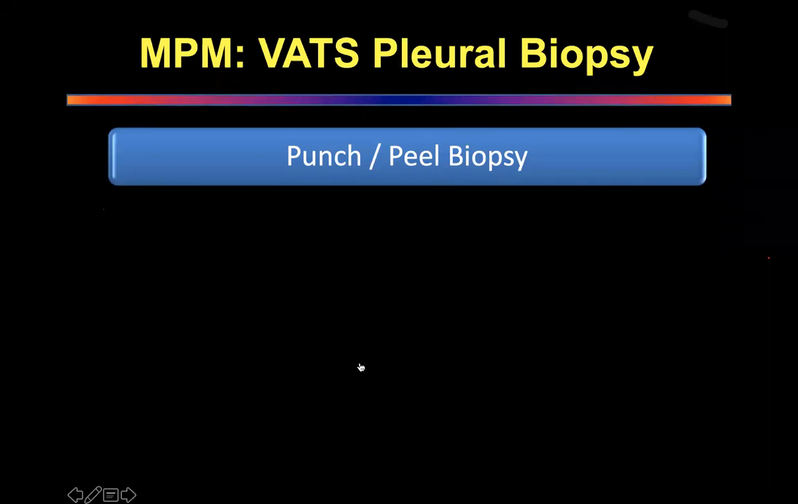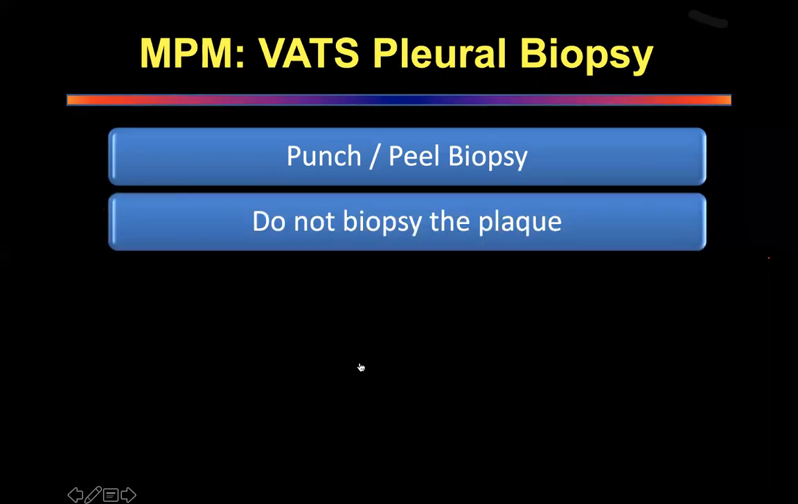Because the one thing that can happen in a punch biopsy is you might end up punching into the intercostal artery or the intercostal nerve. So that's not such a good idea, because that'll unnecessarily cause bleeding or pain. So a peel biopsy is more recommended for mesothelioma.